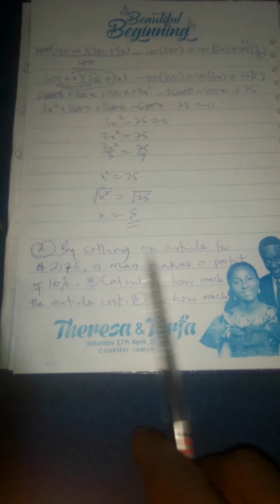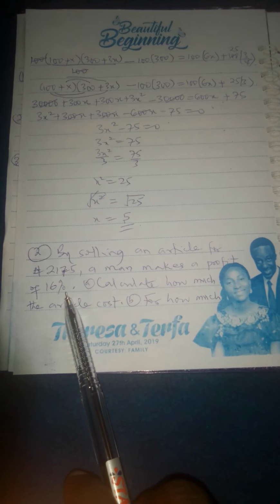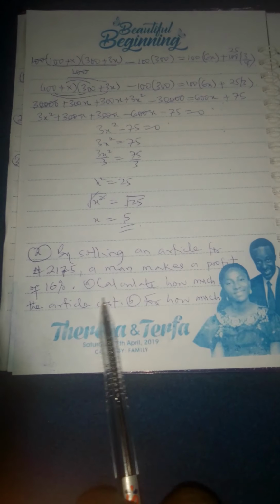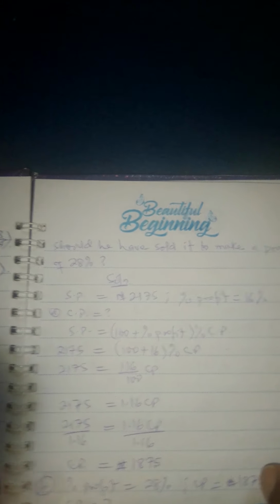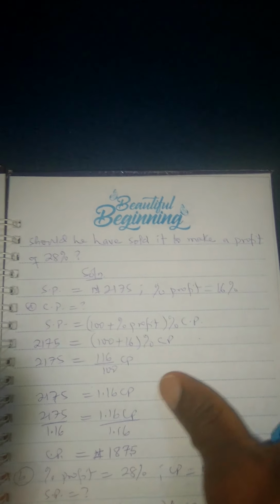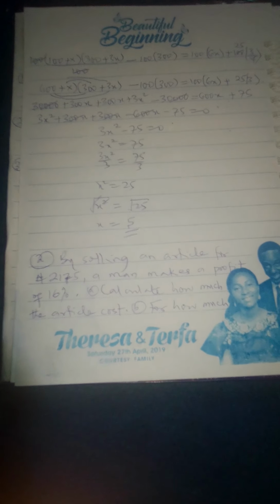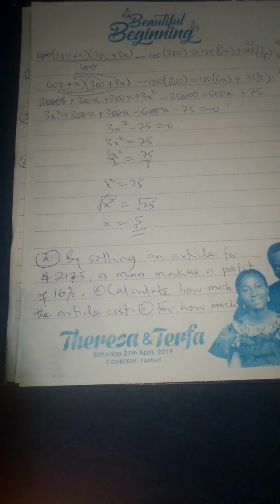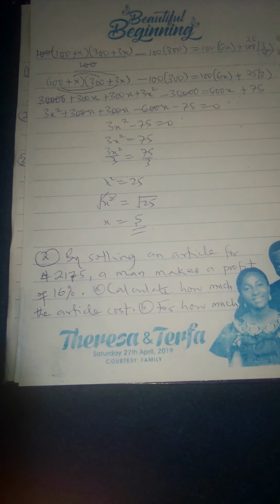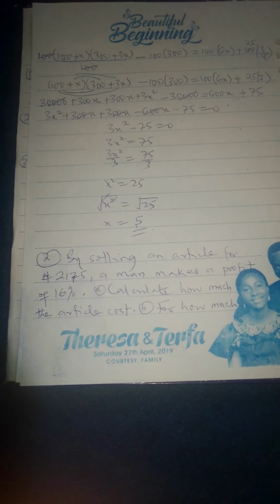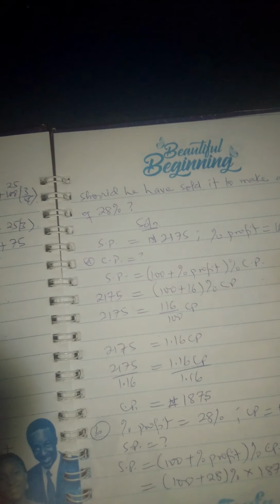Example 2. By selling an article for 2,175 naira, a man makes a profit of 16%. A. Calculate how much the article costs. B. For how much should he have sold it to make a profit of 28%? Now, go back to your question. By selling an article for 2,175 naira, that is the selling price of that article. Percentage profit is 16%. Then how much the article costs, that's the cost price that you will look for.